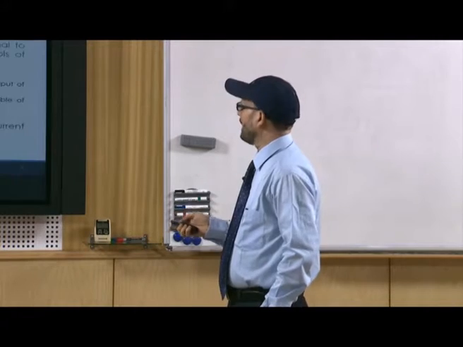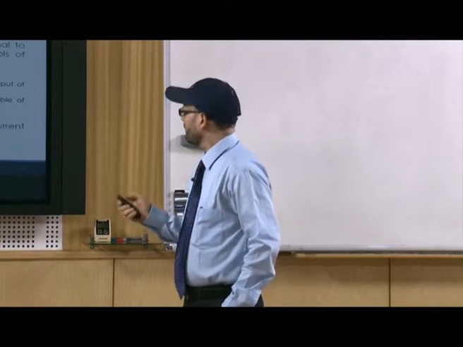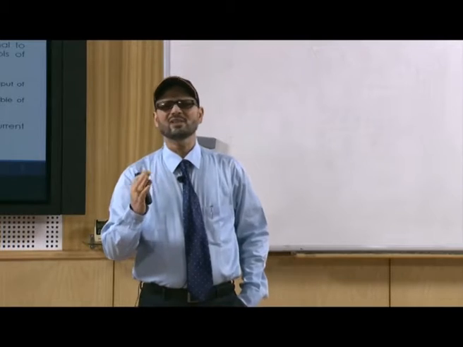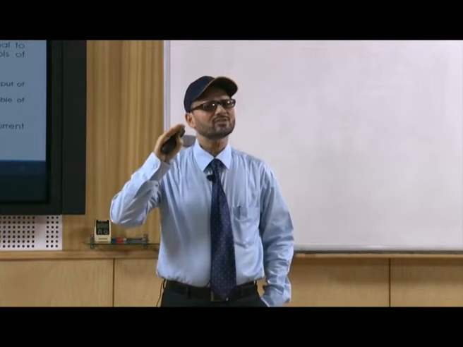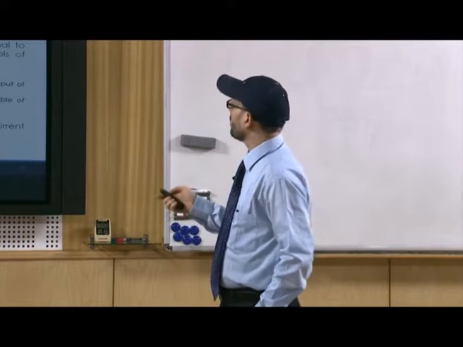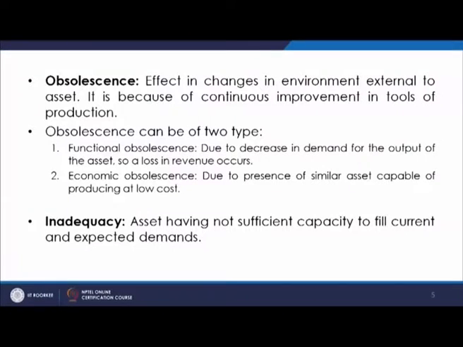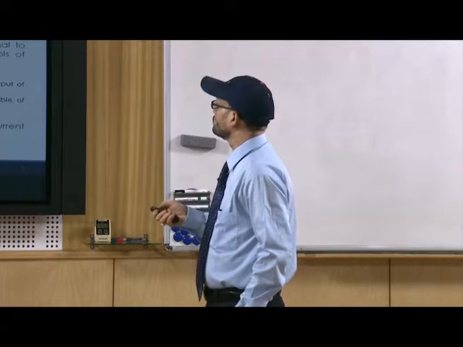Then next you have obsolescence. So, obsolescence is the effect of changes in the environment external to the asset. Obsolescence is not because the equipment is not able to perform to its level, but because of the changes in the environment external to the asset. So, the reasons may be because of the continuous improvement in tools of production.